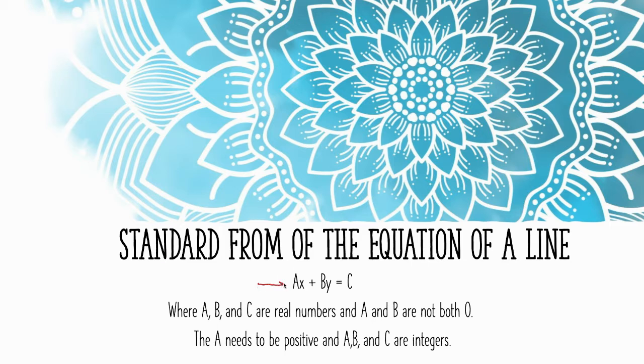It looks like this equation right here, ax plus by equals c, where a, b, and c are real numbers, meaning they cannot be fractions. A and B both cannot be zero because it would cancel out in the equation. A also needs to be positive, and A, B, and C are all integers.